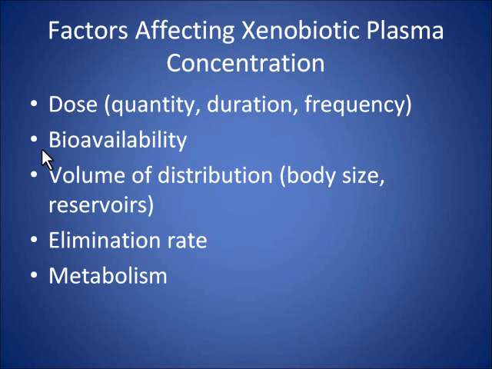Once the xenobiotic is absorbed, it will equilibrate with the fluids within the body. Hence, the xenobiotic concentration measured in the plasma will decrease as dilution with other fluid compartments occurs. So if a 20 kilogram child was given the same dose as an 80 kilogram adult, the child would have a higher plasma concentration of the xenobiotic than would the adult, assuming other factors like absorption are the same. This is the concept of volume of distribution, which will be described shortly.